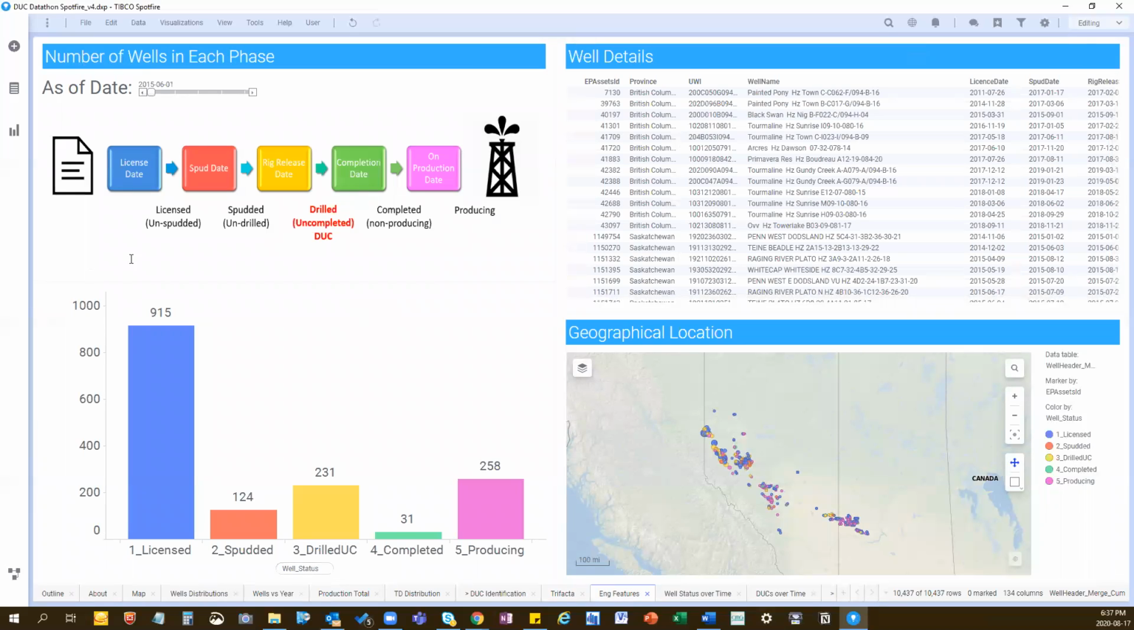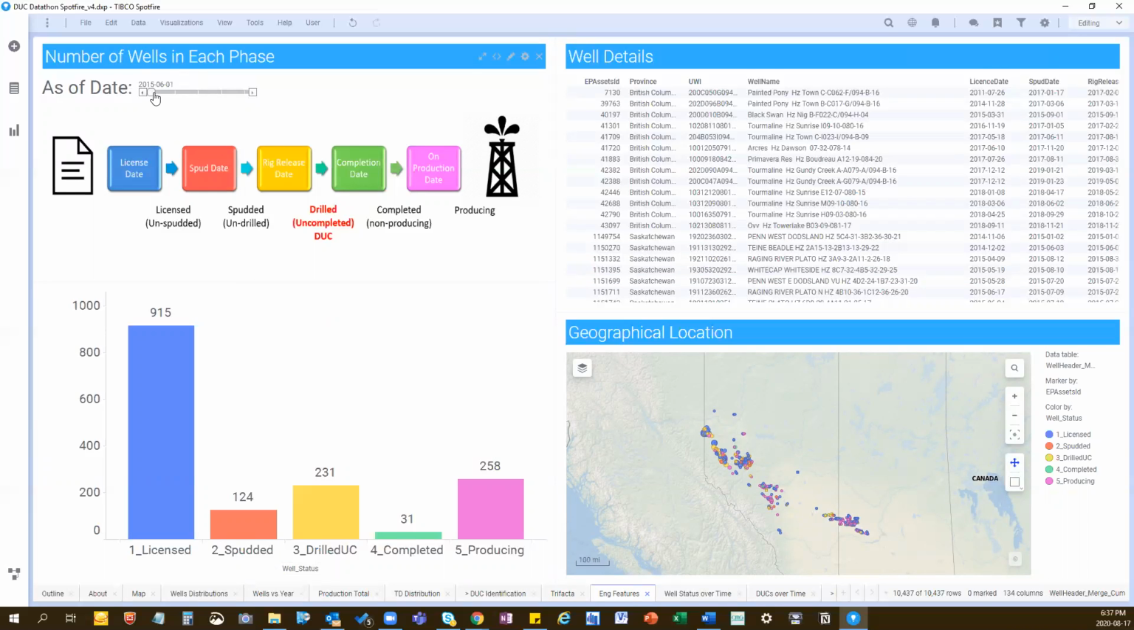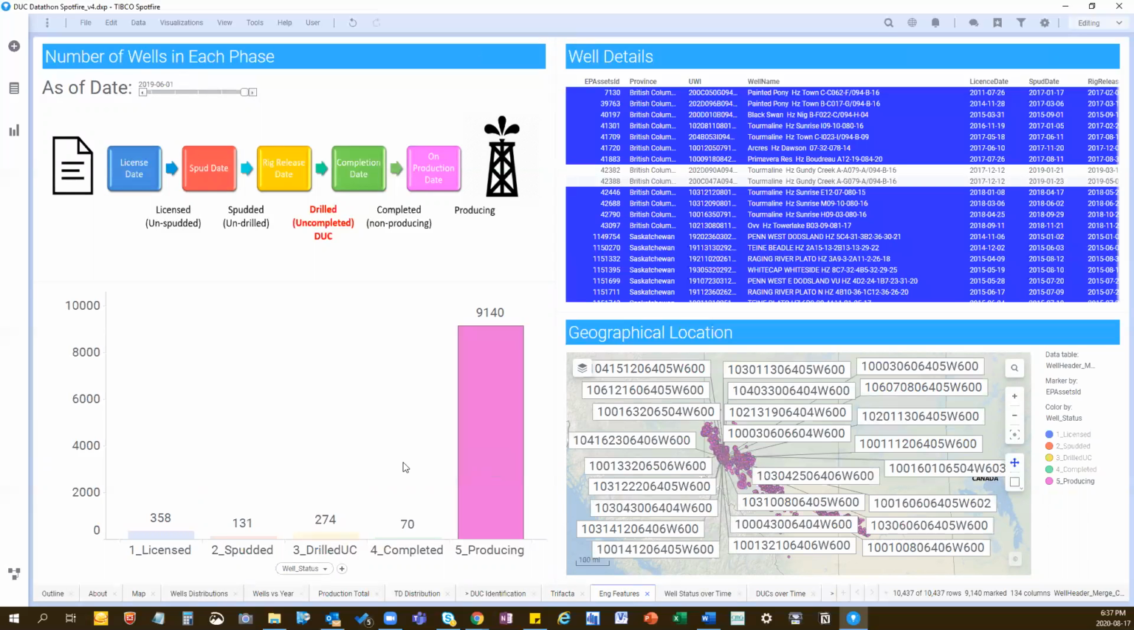We can now estimate what status the wells had at any time. For example, the bar chart shows the estimated number of wells in each phase as of June 2015. We observe that the majority of the wells in the dataset at the time are classified as licensed but not yet drilled. If we move forward to June 2019, we can notice that most of the wells in the dataset are now classified as already producing.